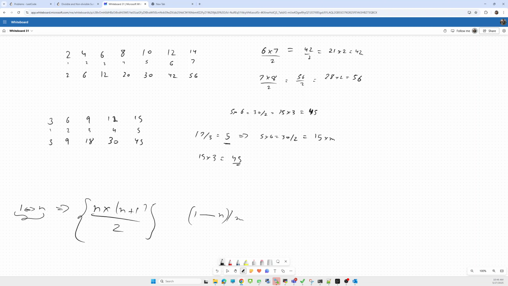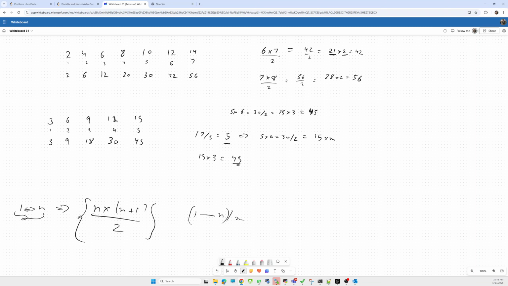For 6, we have to calculate how many times multiplication is done. First we take the sum till 6: 6 times 7 is 42, by 2 is 21. Here 21 times multiplication is done. Now we have to multiply that 21 by m, whatever the m value is.